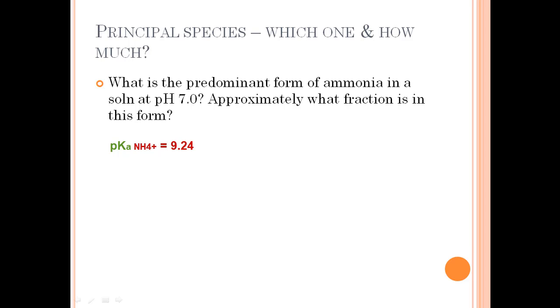So right here they give you a pH of 7. So that means that the pH is lower than the pKa, which means, according to our little graph, that the HA form, or the acidic form, is going to predominate. So the NH4 plus species is going to predominate in this solution at a pH of 7.